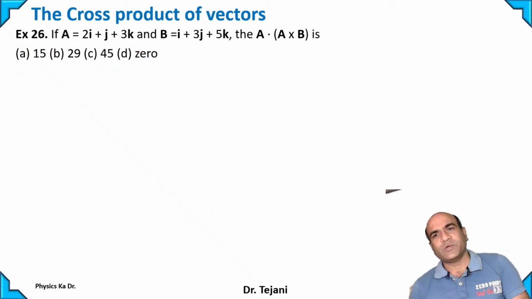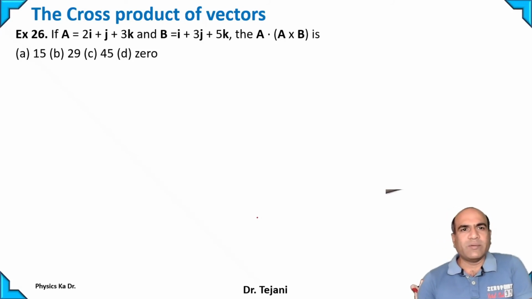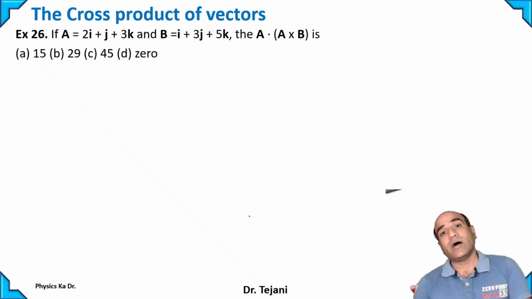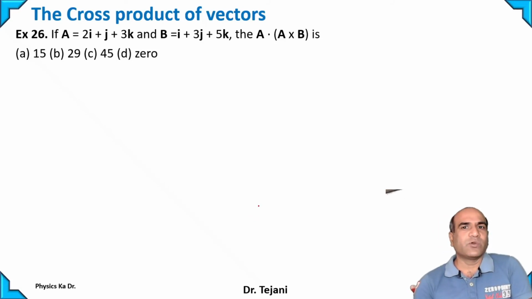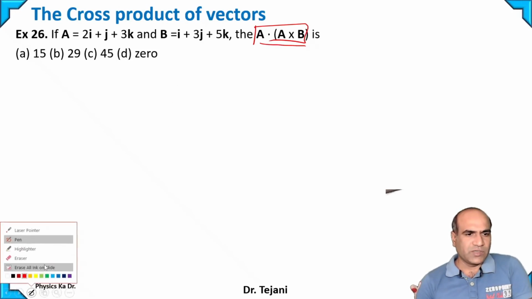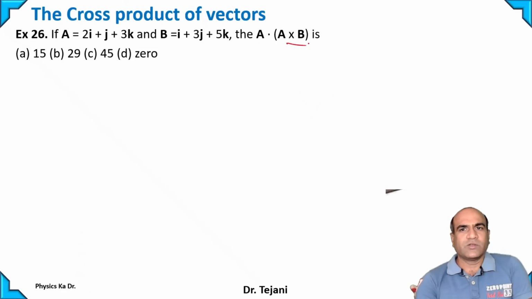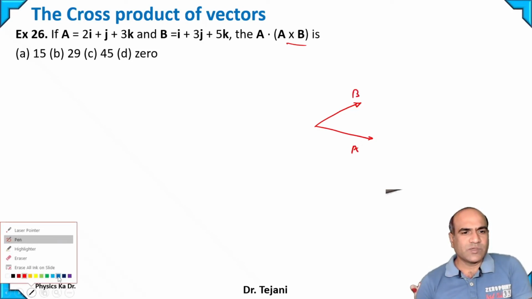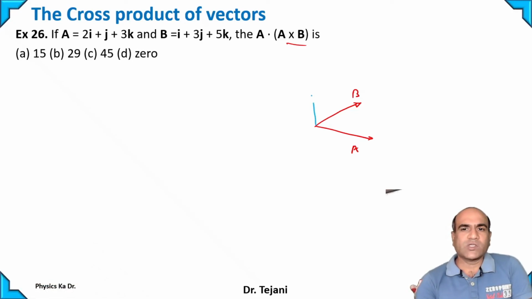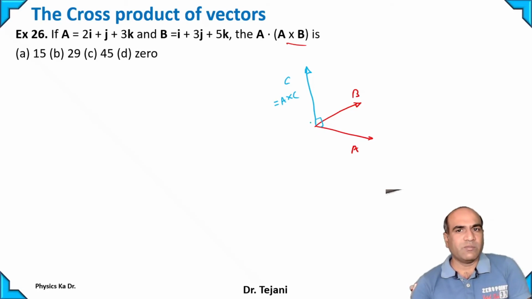And let's have another question. If A is equal to 2i plus j plus 3k, and B is equal to i plus 3j plus 4k, and it is given here A dot A cross B. Whenever you find such kind of question, do not directly go for a solution. Just think about that A cross B. Say, for example, this is A, this is B, and let us assume some value of its cross product, let us say C. So C is equal to A cross B, which is always perpendicular to A and B. That means perpendicular to A and B.